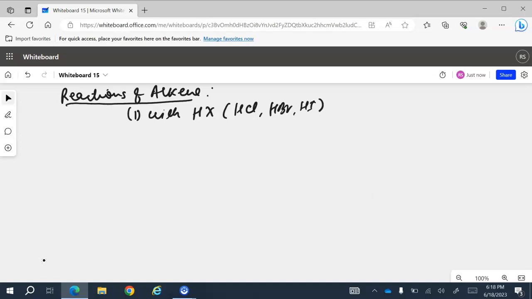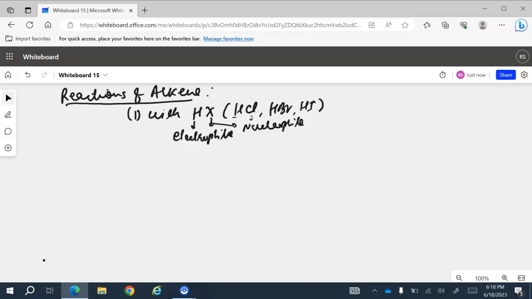Now, in the addition reaction, the hydrogen halide molecule serves with hydrogen as the electrophile, and halogen as the nucleophile, HX, right? So this is the electrophile and the nucleophile. Now, what are the other possible combinations on this addition reaction? So that is what we are trying to discuss.